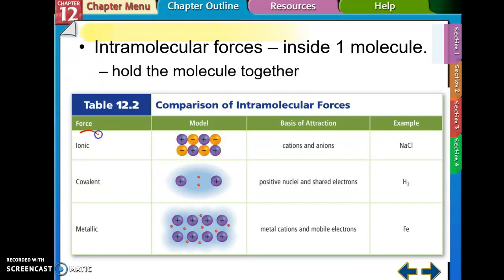So last semester we talked about ionic compounds between a metal and a nonmetal, cations and anions. We talked about covalent compounds between nonmetals where they share electrons, and we talked about metallic compounds where you've got the metal cation and the mobile electrons. So all of these are inside the molecule, and the intramolecular forces are super strong because they hold the molecule together.